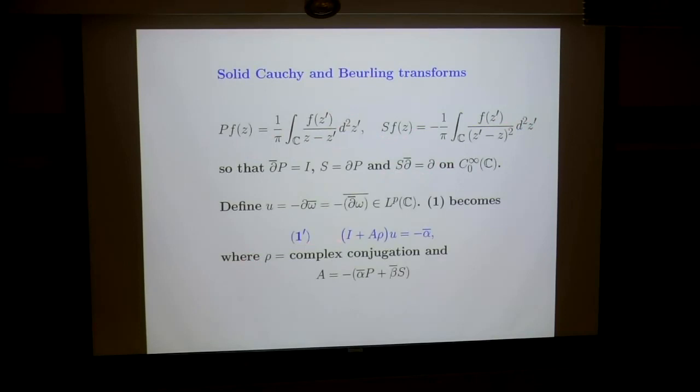And you can convert that differential equation to an integral equation, identity plus A rho of u equals negative alpha bar, where rho is complex conjugation, and A is a linear combination of the Cauchy and Beurling transforms, where they've been post-multiplied by these functions alpha bar and beta bar, which are related to the Beltrami multiplier mu, which is a nonlinear function of sigma. Okay. And so the idea now is to simply do a Neumann series expansion of this, and initially just look at the first term, and then try to ask ourselves, what can we say about the later terms?